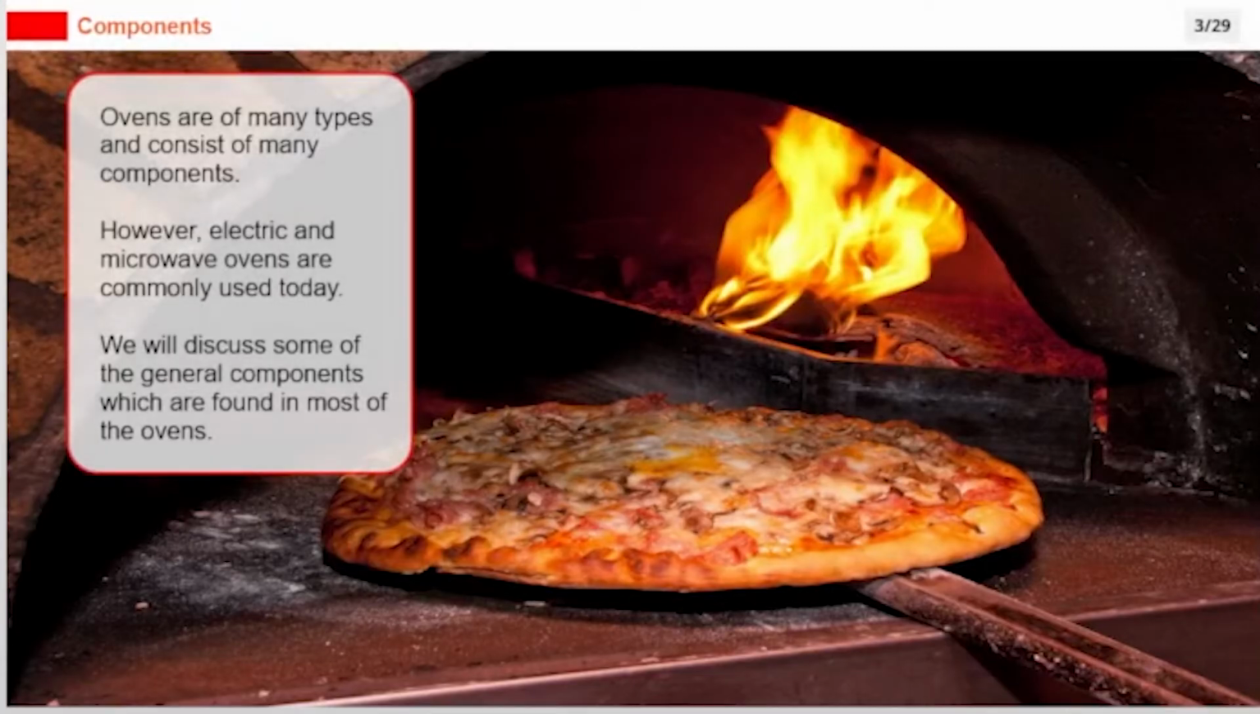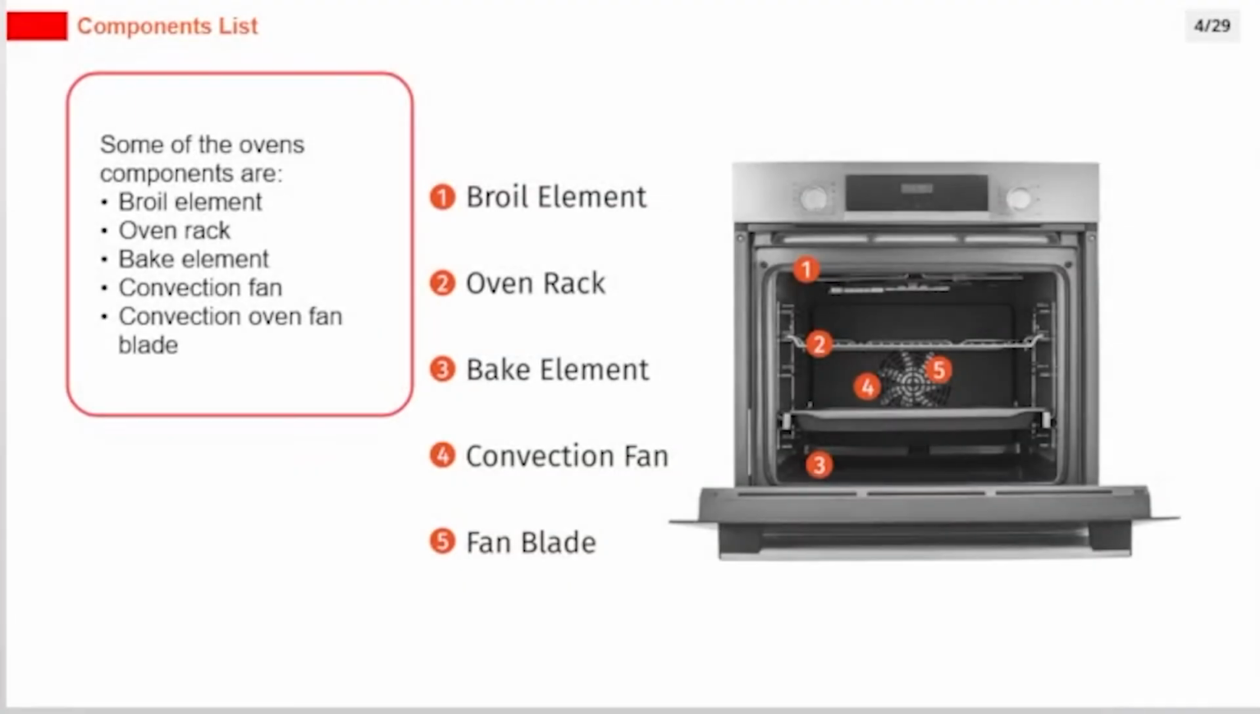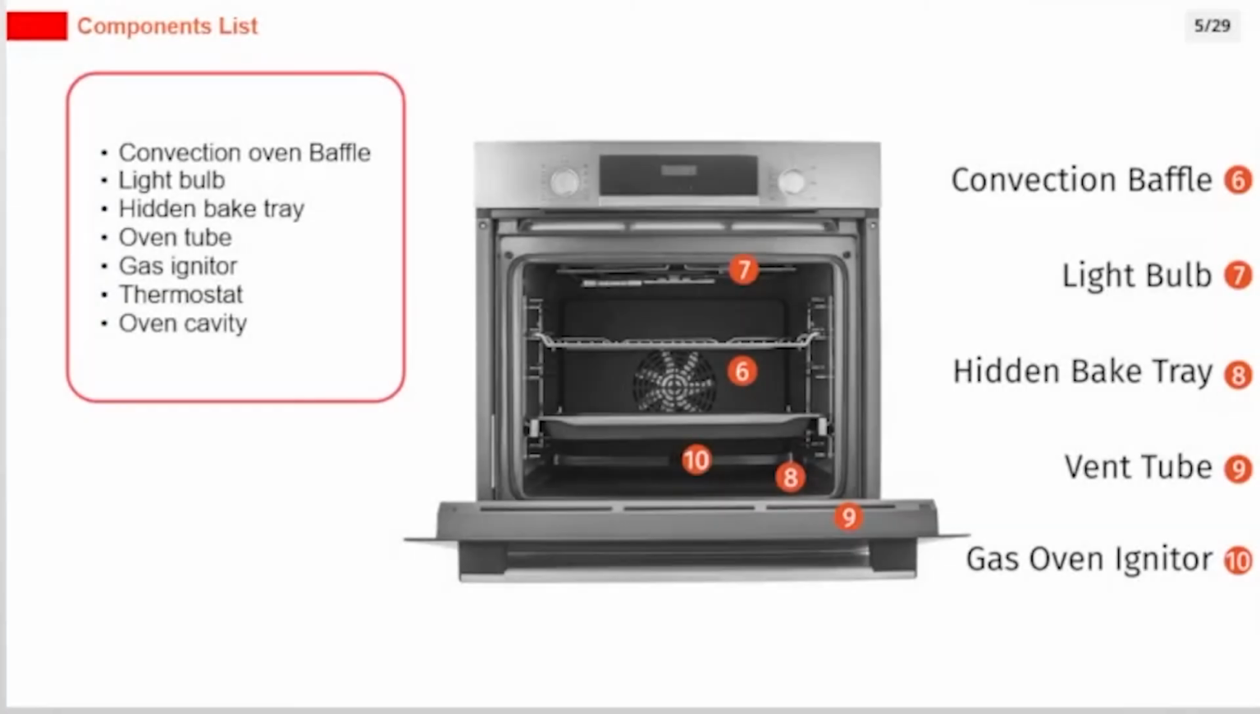Ovens are of many types and consist of many components. However, electric and microwave ovens are commonly used today. We will discuss some of the general components which are found in most of the ovens. Some of the oven's components are broil element, oven rack, bake element, convection fan, convection oven fan blade, convection oven baffle, light bulb, hidden bake tray, oven tube, gas igniter, thermostat, oven cavity.